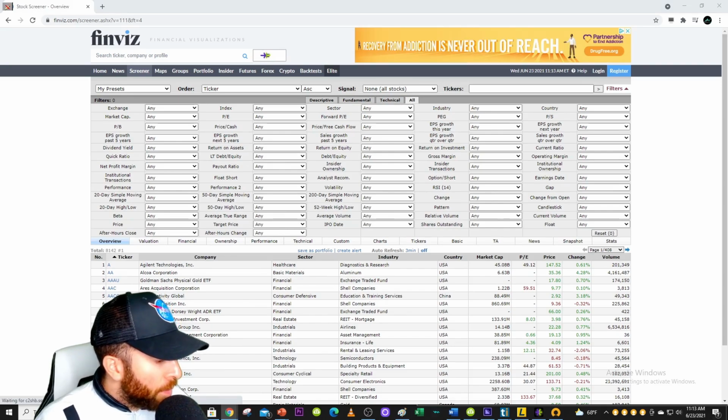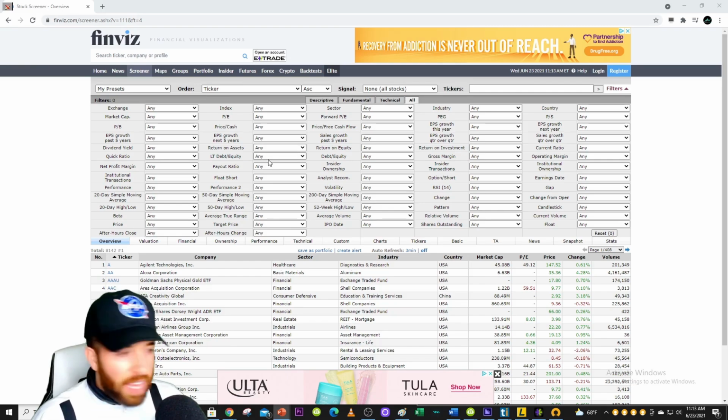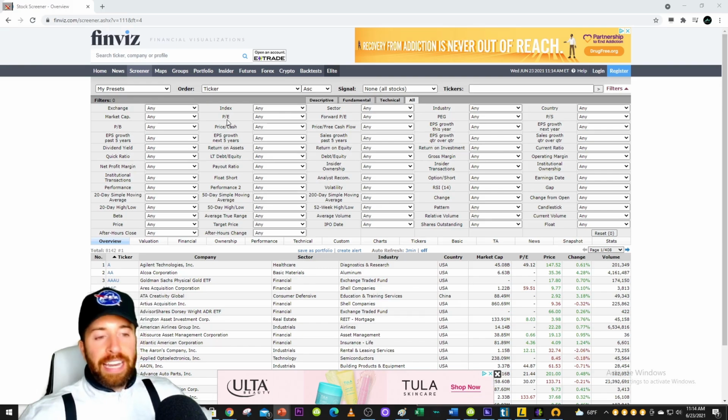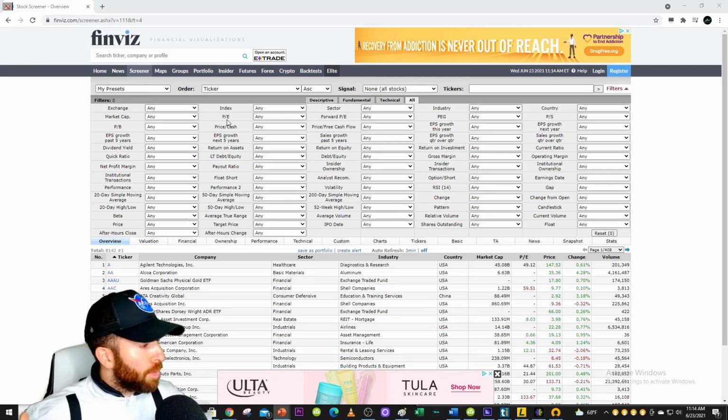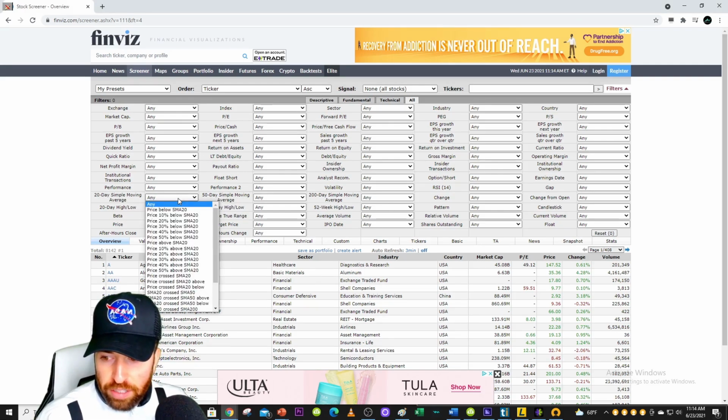So for multiple weeks holds, something that we always want to look at is not just day trades, right? We want to be looking for a little bit more of the finances of the company, how the company's performance is actually doing. So what I like to do is a 20-day simple moving average. We want to go above.